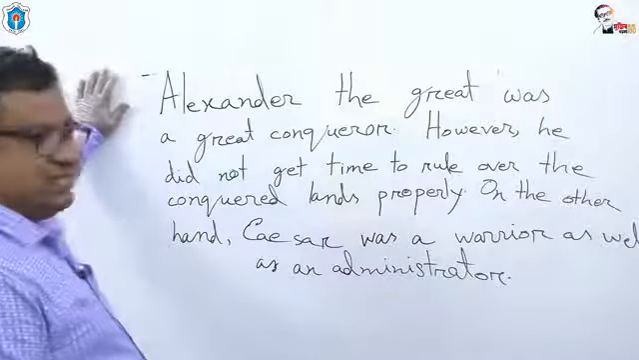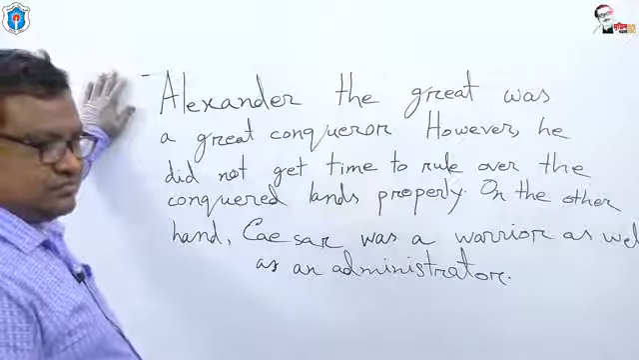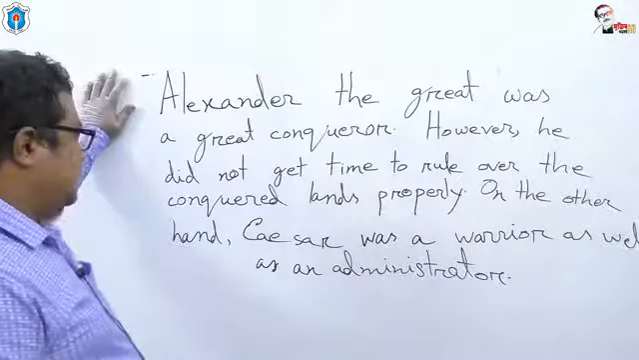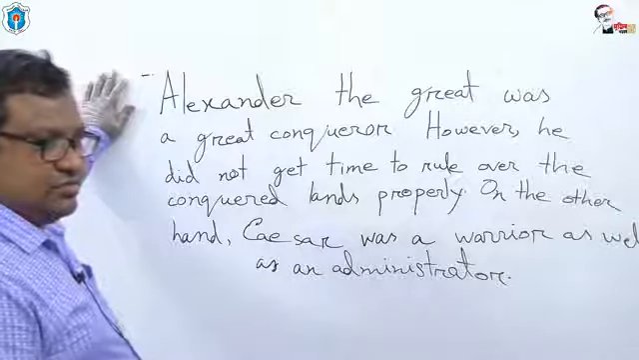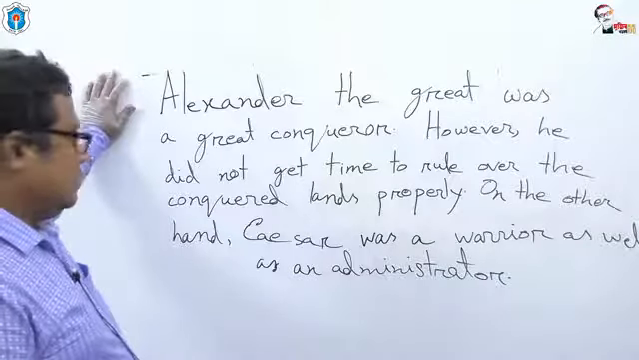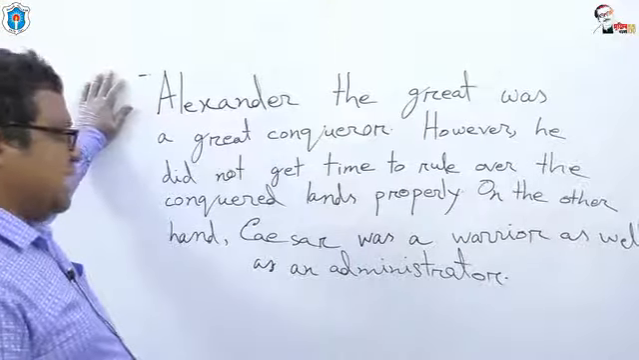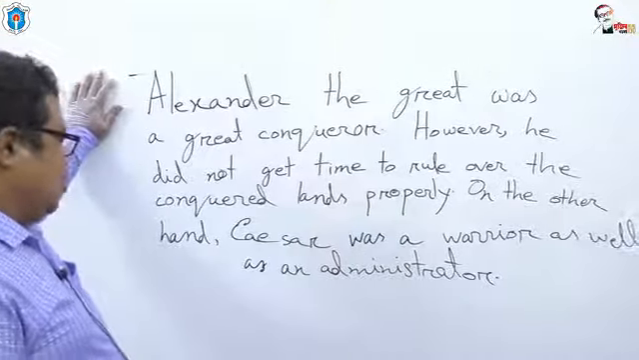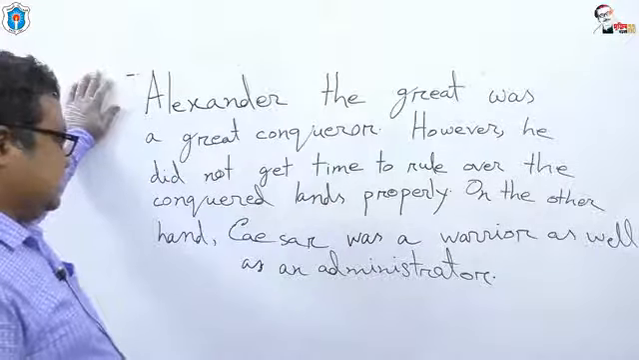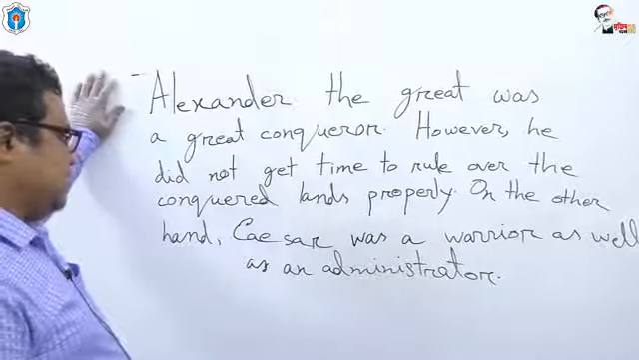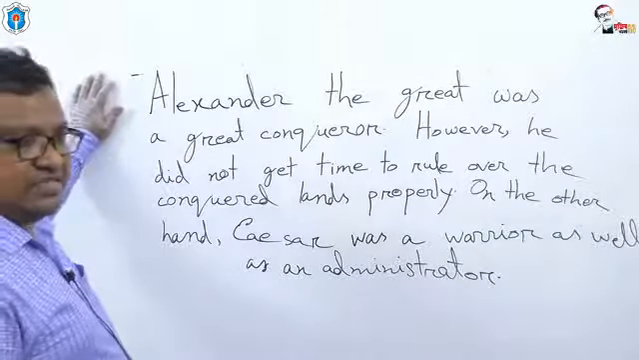Alexander the Great was a great conqueror. However, he did not get time to rule over the conquered lands properly. On the other hand, Caesar was a warrior as well as an administrator.